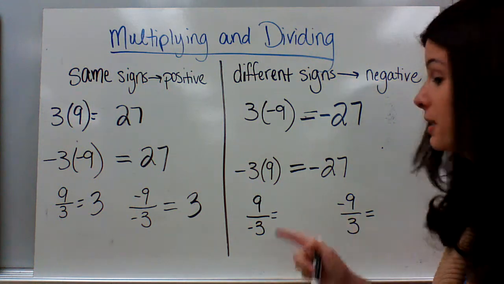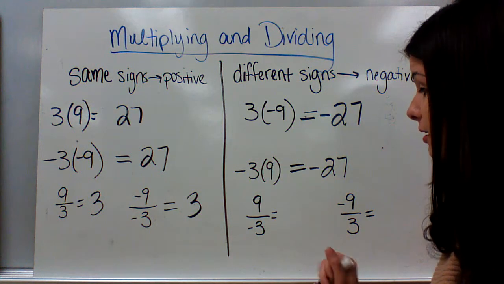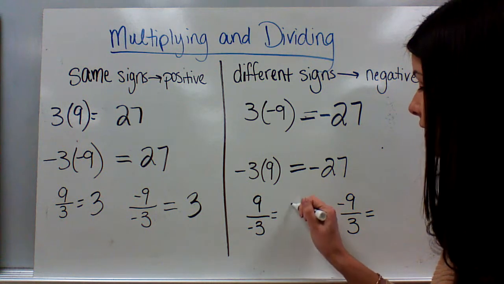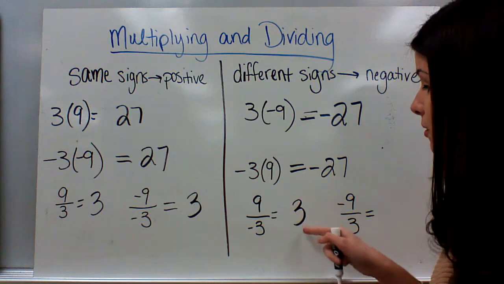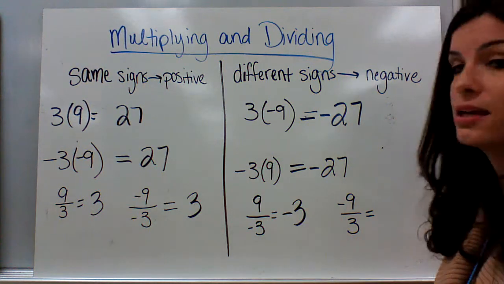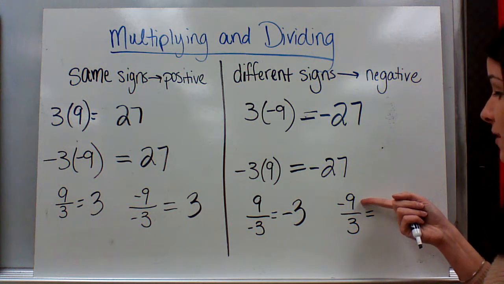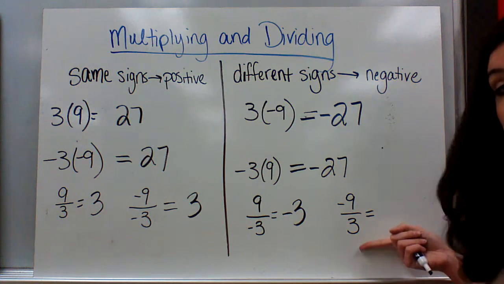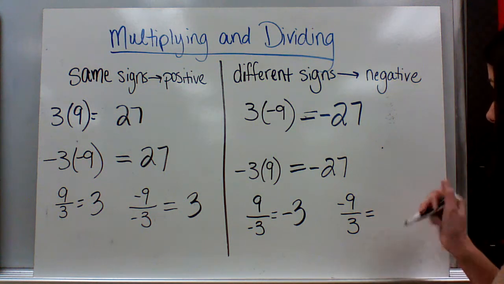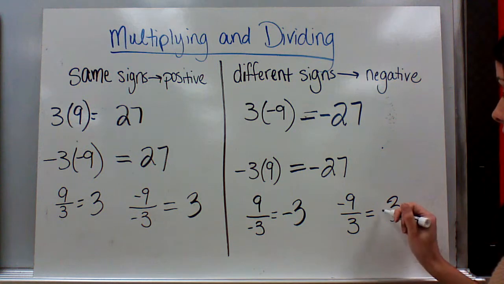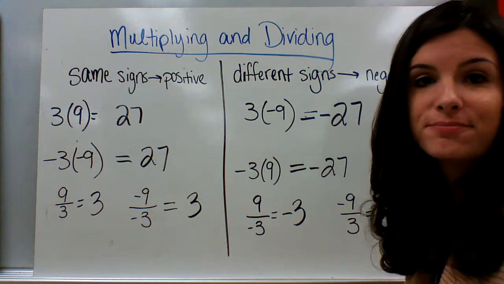Same thing with dividing. 9 divided by -3, different signs, so you just divide. 9 divided by 3 is 3, different signs, makes it -3. Even if you're dividing a -9 divided by a +3, different signs, just divide, and it's negative since they're different signs.